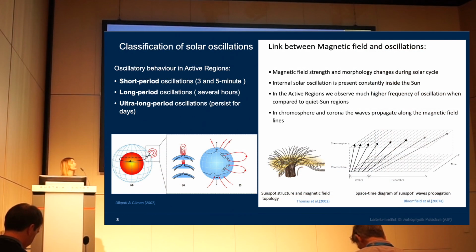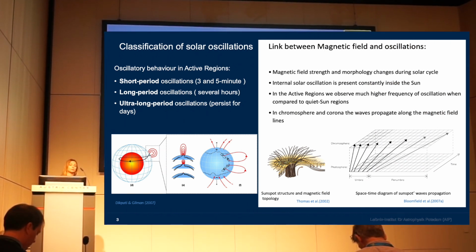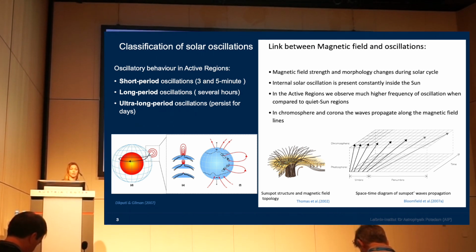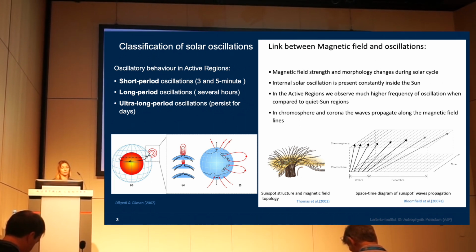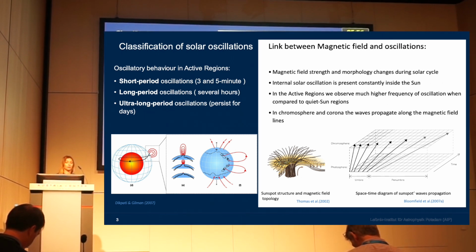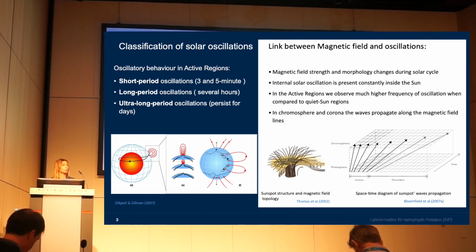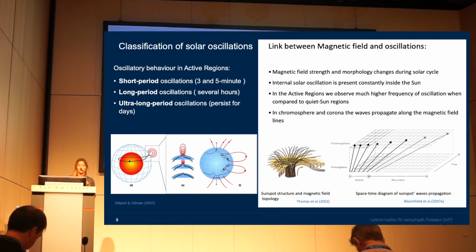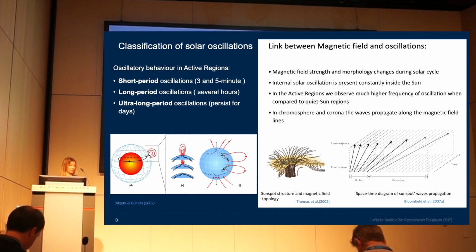But we also have a different classification of solar oscillations. Oscillatory behavior is also observed in active regions. There we can identify short period oscillations, which last about 3 to 5 minutes. Then we are talking about the long period oscillations, which can last even several hours. And then we identify ultra long period oscillations, and those persist for days.